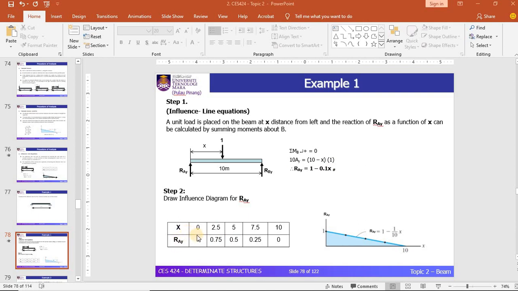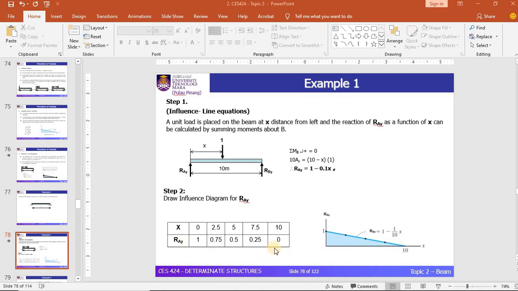And the second step, you can tabulate certain values by considering certain intervals of x. For instance here, the interval is 2.5. So start with x equal to 0 with the interval of 2.5 meter, and the last value is 10 meter. By using this equation of RAY, you can get the corresponding value of RAY.